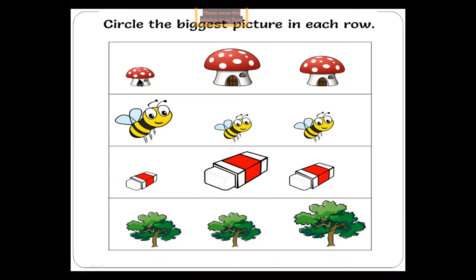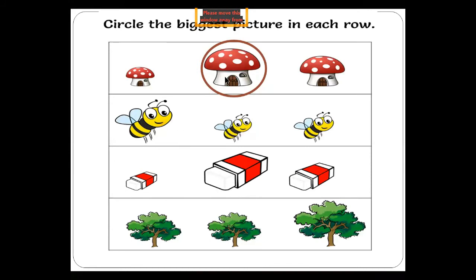We have to search the biggest one from each row and put the circle on it. In the first row we have mushrooms. Which one is biggest from these three? The center one. This one is bigger, so we'll put the circle on it. This one is biggest. Okay.